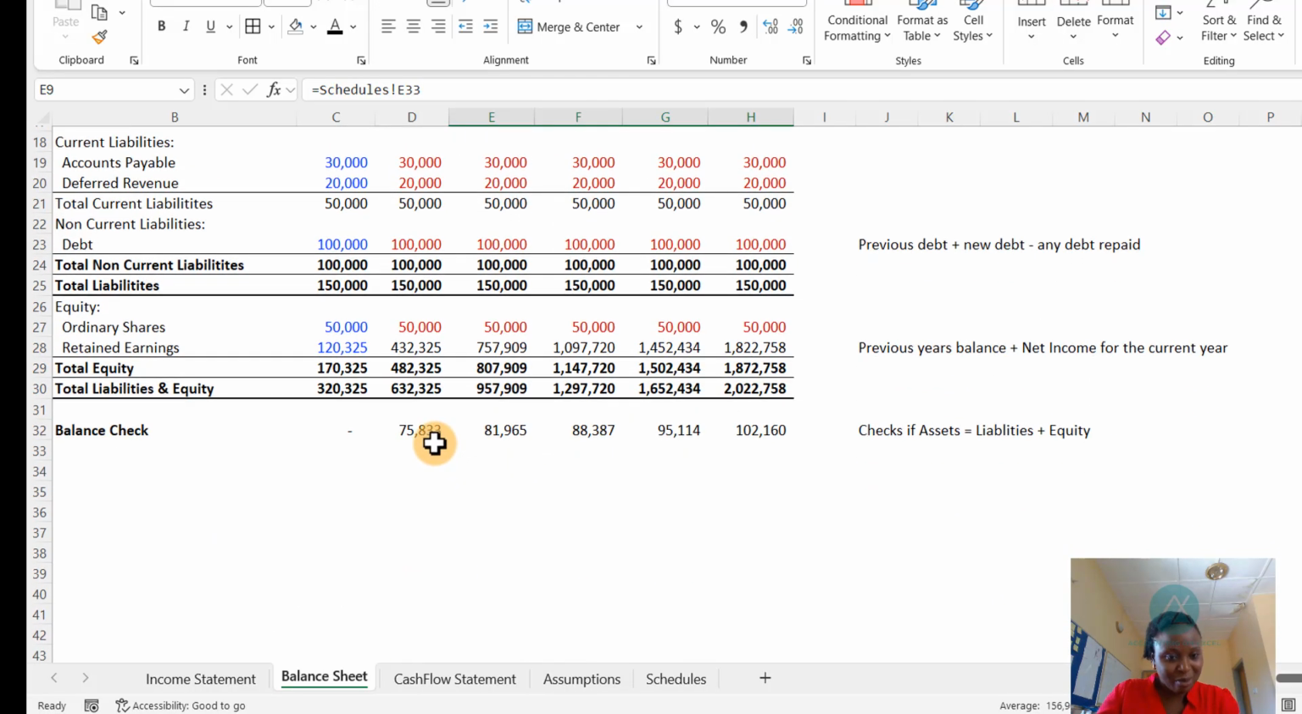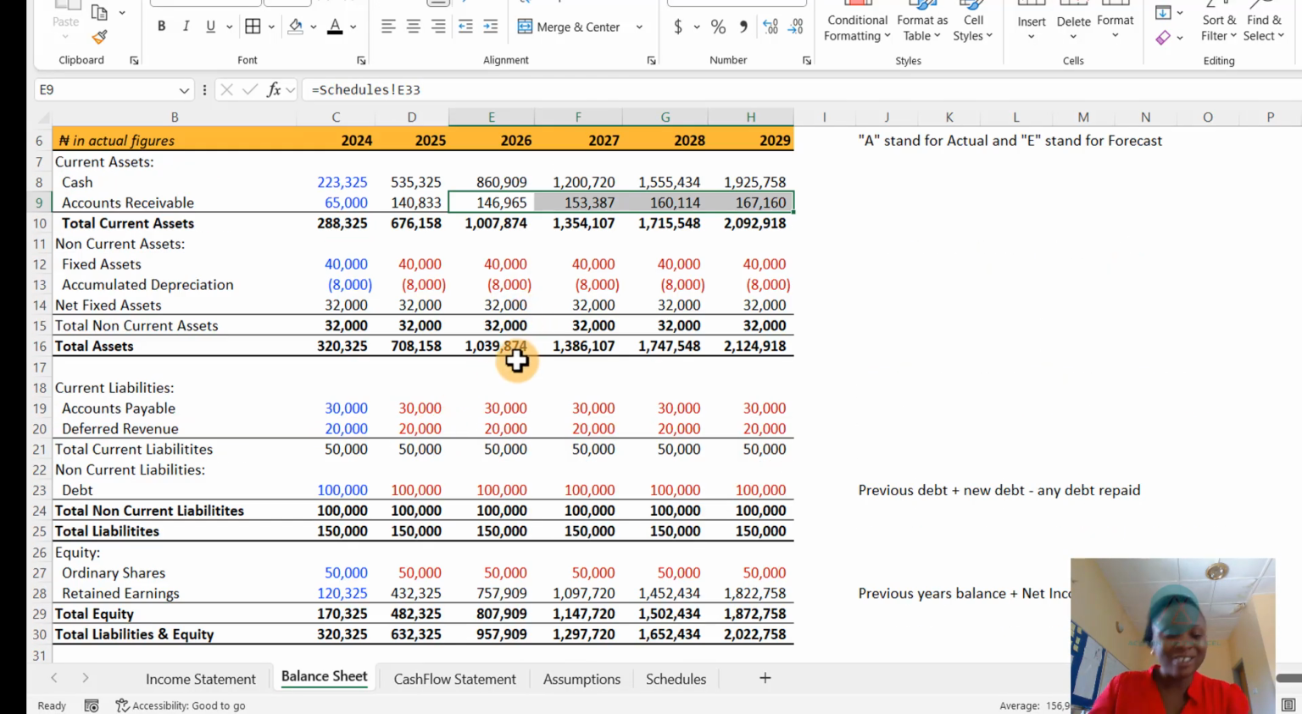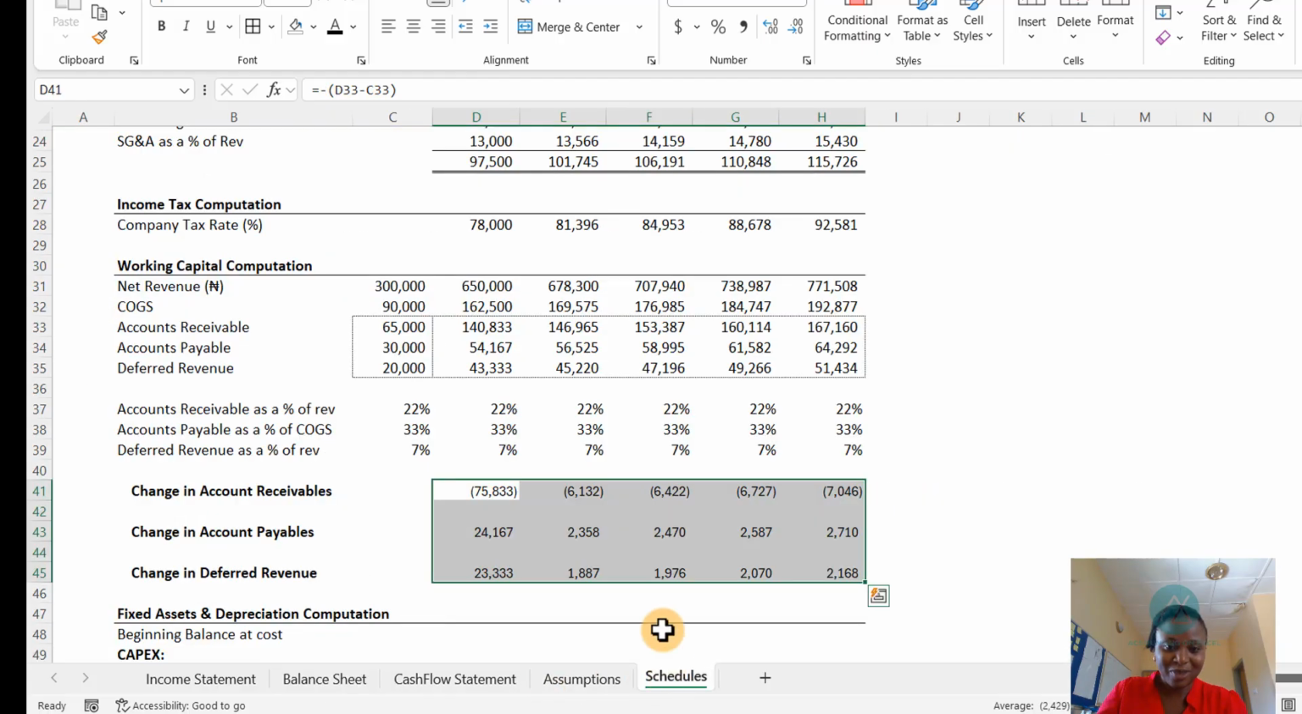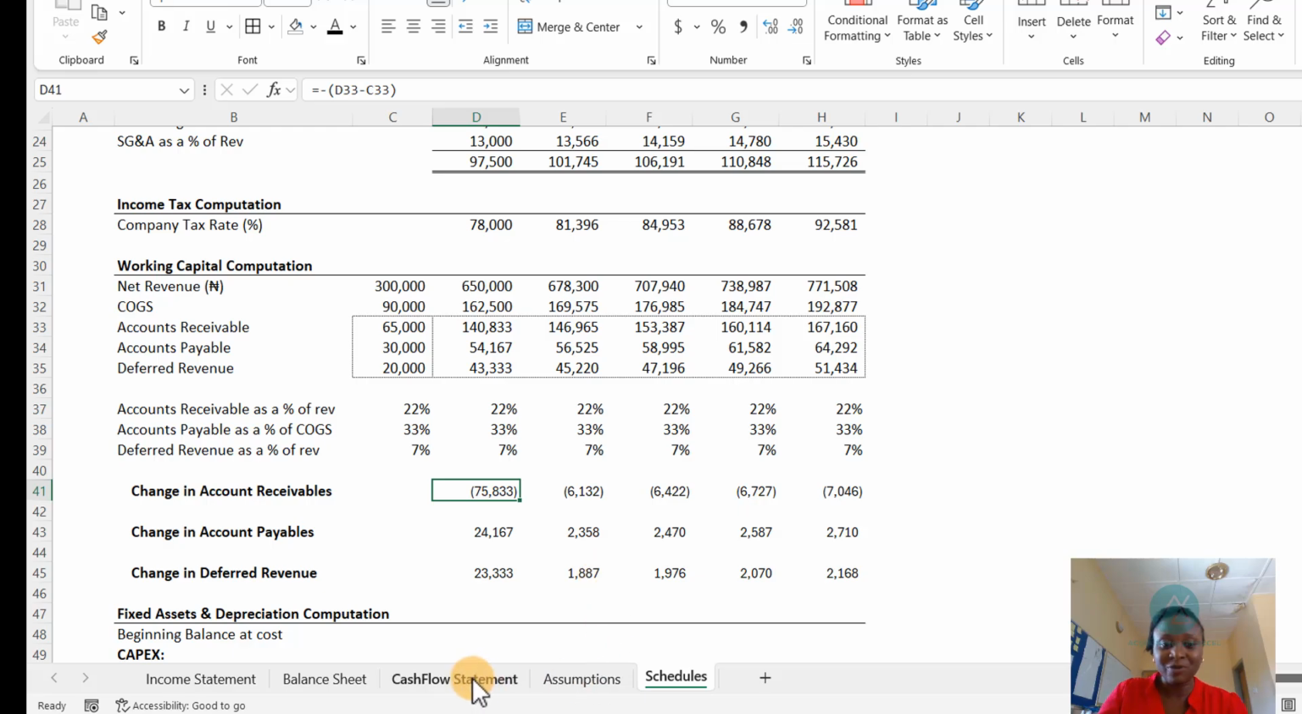Notice our balance sheet is not balanced. Are you seeing that? Our balance sheet is not balanced. Now go back to the schedule. Remember we have change. What's the change in account receivable? This change is supposed to go to the cash flow statement.